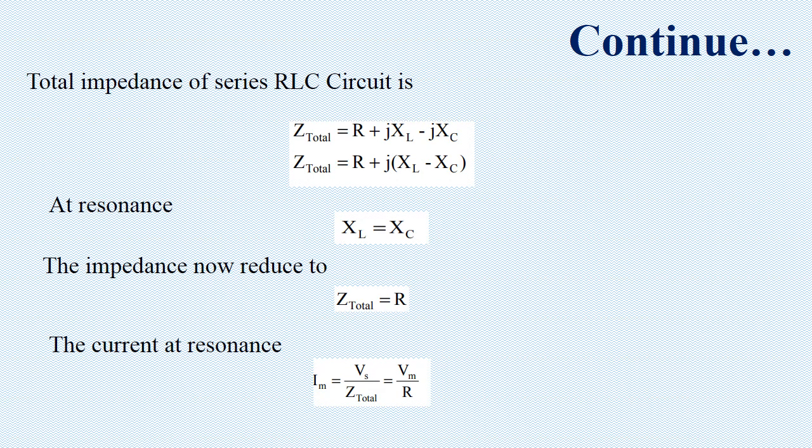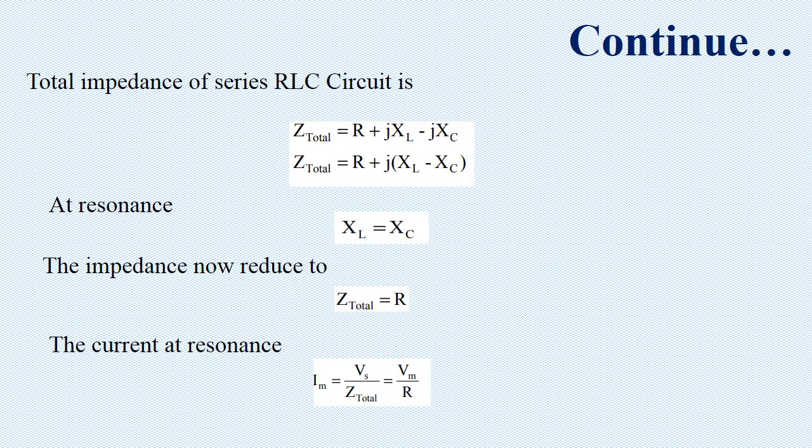Total impedance of a series RLC circuit is basically dependent upon the value of the resistor and the reactance. And we have two terms in the reactance, inductive reactance and capacitive reactance. So the total impedance of the circuit will be equal to R plus j, the reactance of the inductor and the reactance of the capacitor. And we know that the inductor reactance and the capacitor reactance are basically opposite to each other.